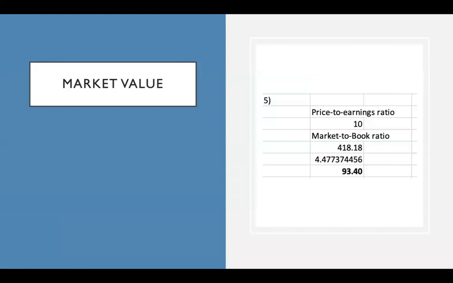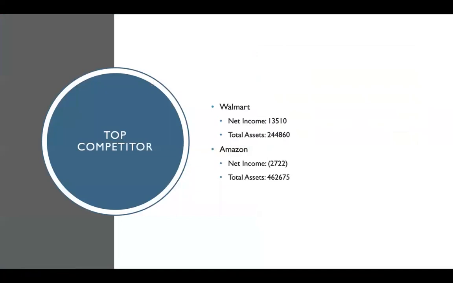Taking a look at the market value, we see a price to earnings ratio of 10, which means they're spending about $10 for every one share of stock, and a market to book ratio of 93.4. Please note that the two numbers above the 93.4 were calculations that I did, but their actual market to book ratio is that 93.4. So I wanted to take a minute to compare them to their top competitor.